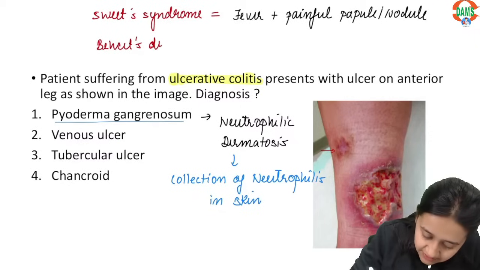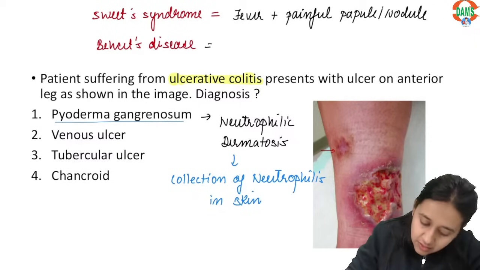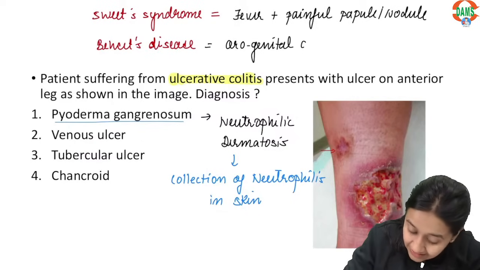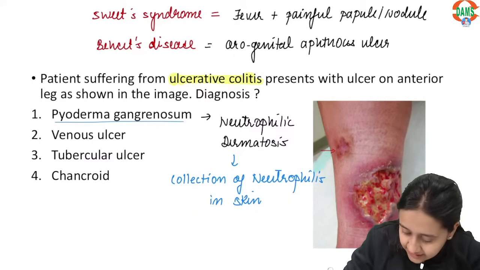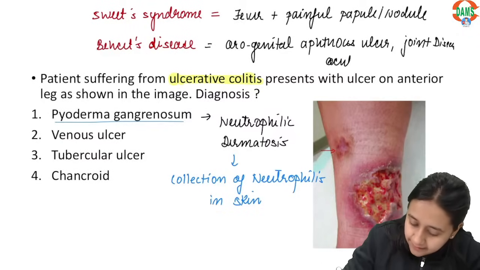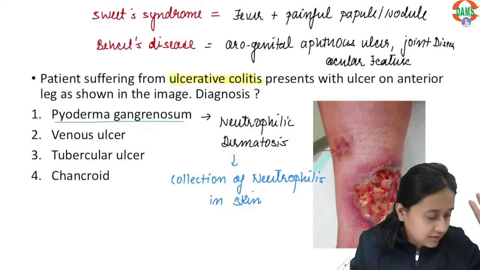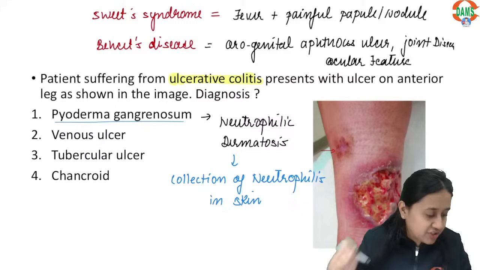What is Behçet's disease? The patient presents very classically with orogenital ulcers, and these ulcers are aphthous ulcers. There is associated joint disease and there is associated ocular feature. So these are the three dermatoses which are related to the neutrophils. One is pyoderma gangrenosum, the next is sweet syndrome, and the next is Behçet's disease.